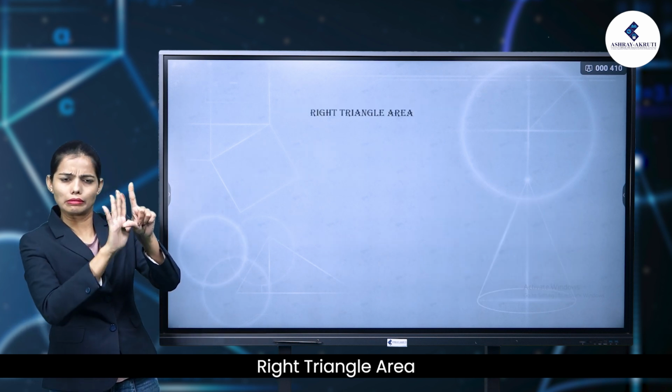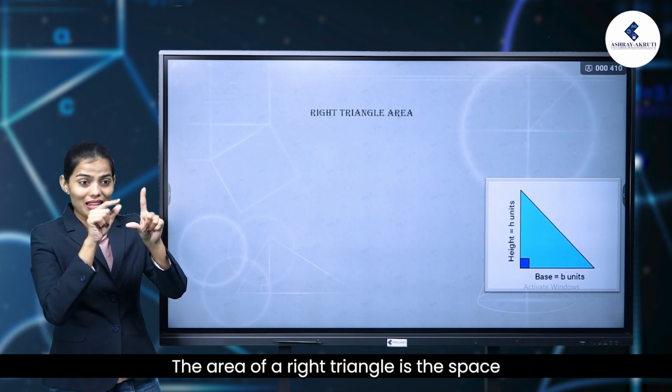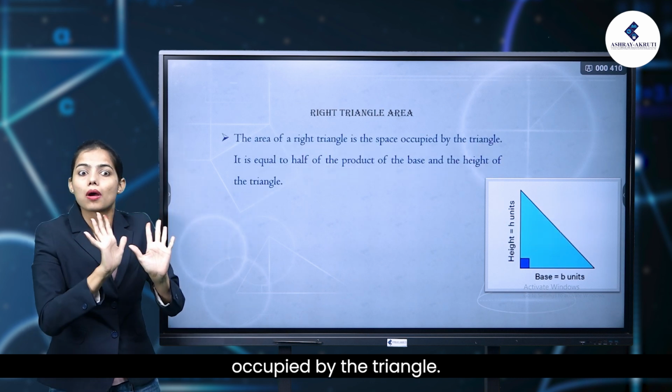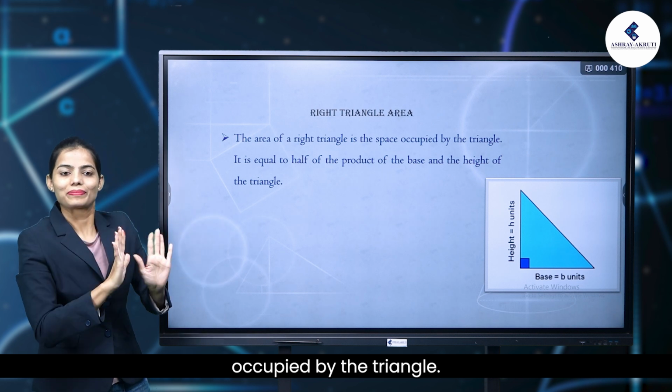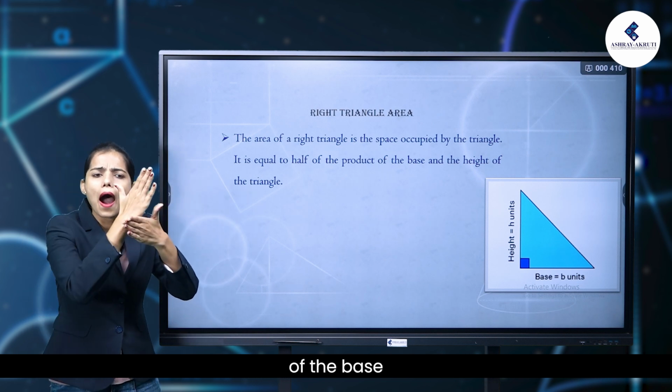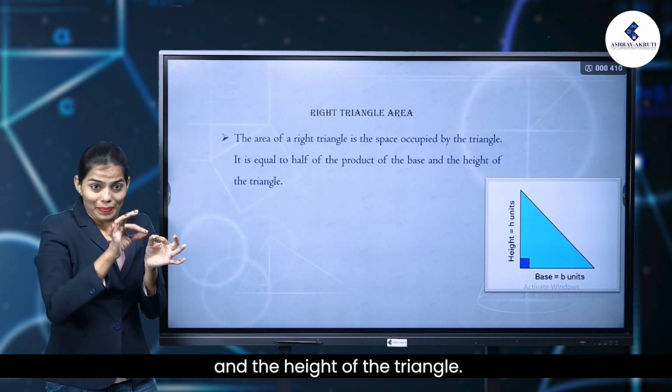Right triangle area. The area of a right triangle is the space occupied by the triangle. It is equal to half of the product of the base and the height of the triangle.